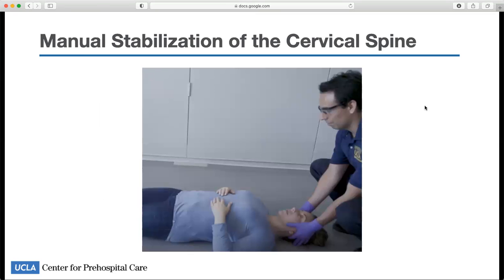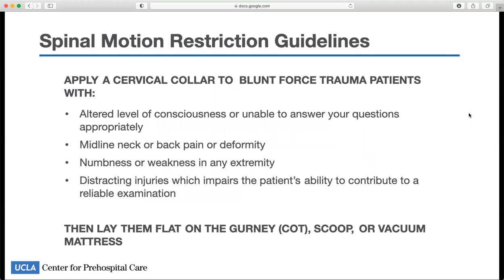Manual stabilization of the cervical spine, that first part, is seen here, where an EMS provider holds the patient's head such that the cervical spine is in a neutral inline position. Remember, this is performed during the scene size-up. The second part of the spinal motion restriction is applying the cervical collar and securing the patient in a supine position. This occurs as part of the treatment phase.